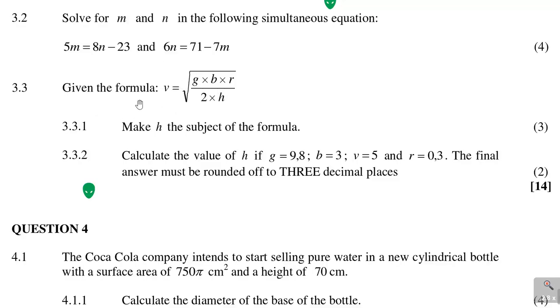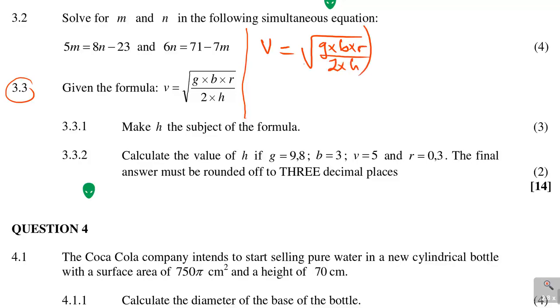Now, given the formula in 3.3, this is the last one. Given the formula V is that, make H the subject of the formula, 3 marks. We want H, so V is the square root of G times B times R over 2 times H. So the first thing to do is to get rid of that square root. You square, so V squared is equal to G times B times R over 2 times H.